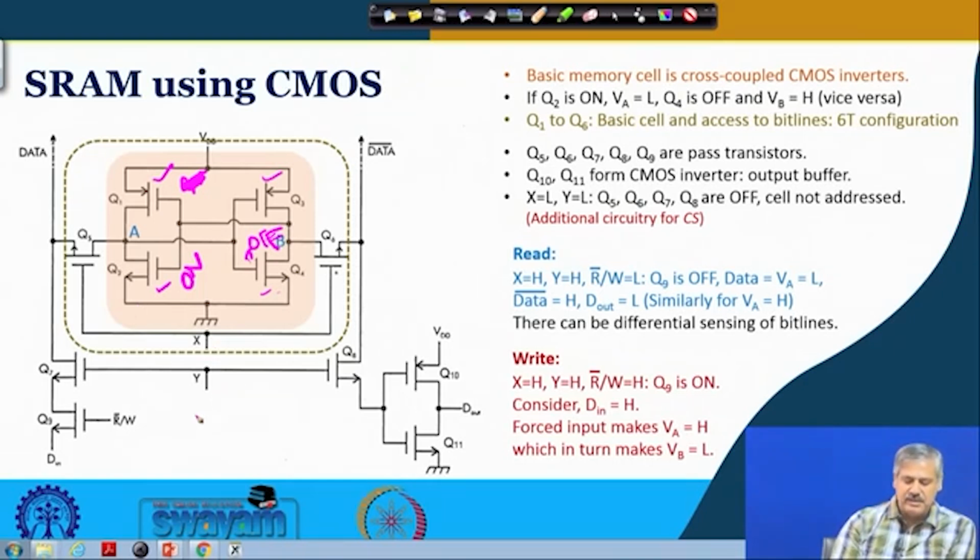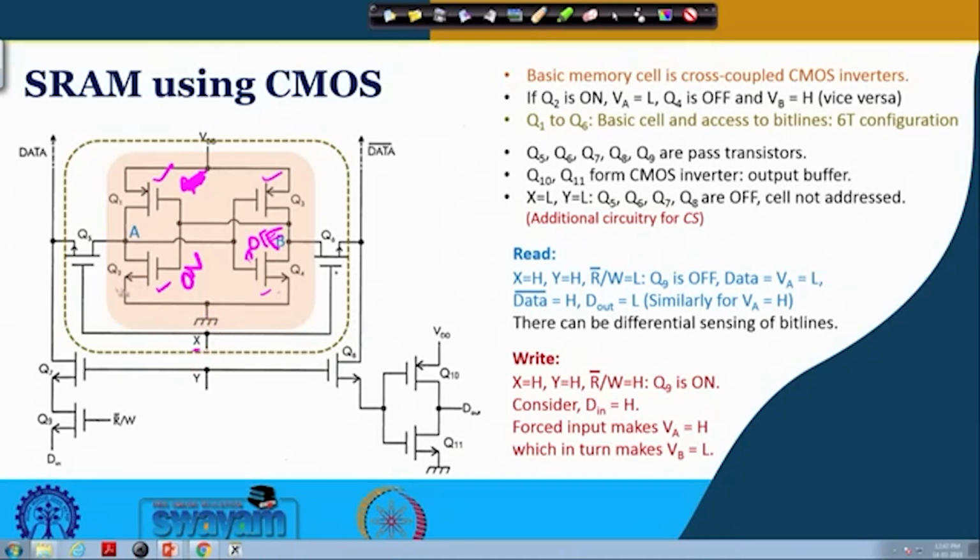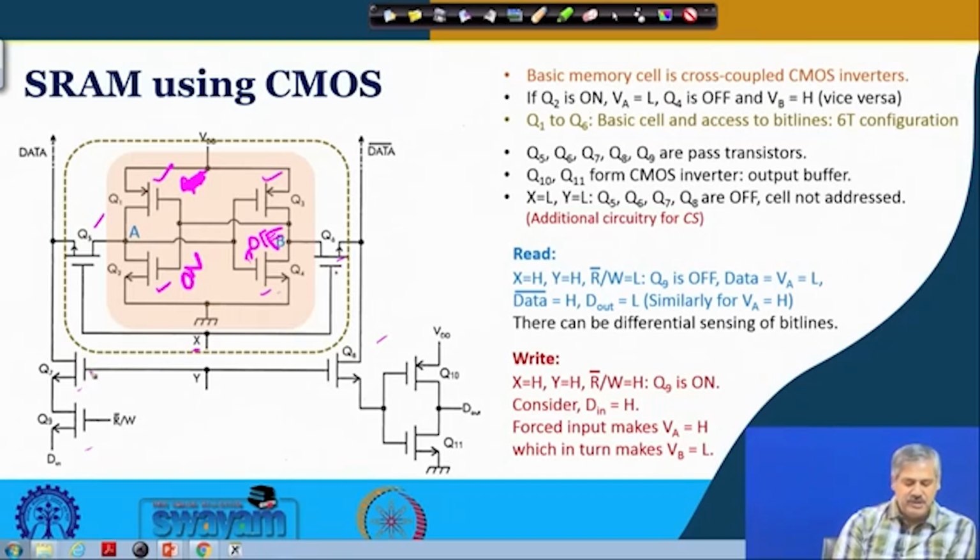Right. And when X and Y are low, it will maintain its state. Okay. Now, this is coming from the column address, row and column address. So, these are the data lines. Now, what you see is that X is the row address, coming from the row address decoder. So, these transistors Q5, Q7, Q9, Q6, Q8, all these are pass transistors. Pass transistors means if the input is high, then you have a channel getting formed. So, basically between source and drain, there is a very low resistance path.